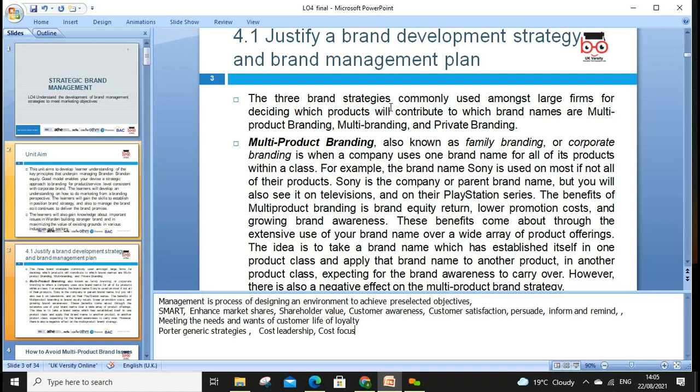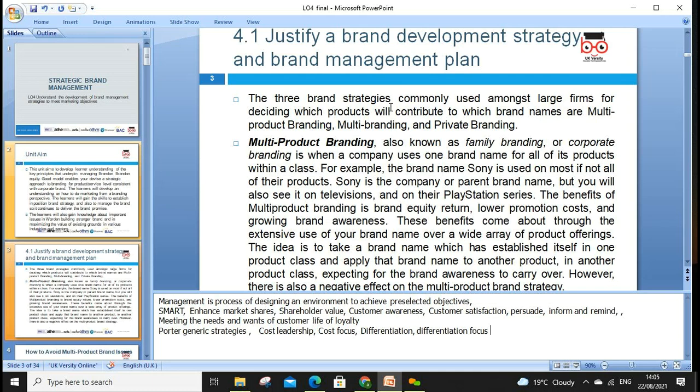It can be cost leadership, like Ryanair; cost focus, one area or one function within a company; differentiation, sorry, I misspelled differentiation; and differentiation focus. These can be our objective, and that can be our strategy towards achieving the objective of the company. For any of these strategies, we need to make a plan. A plan means where we are and where we want to be.